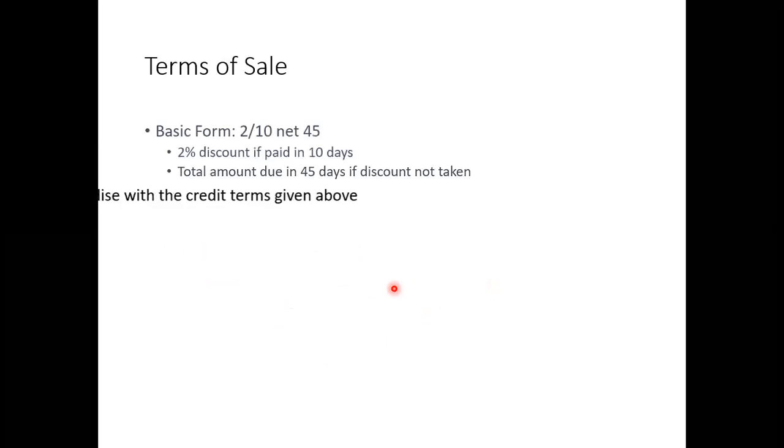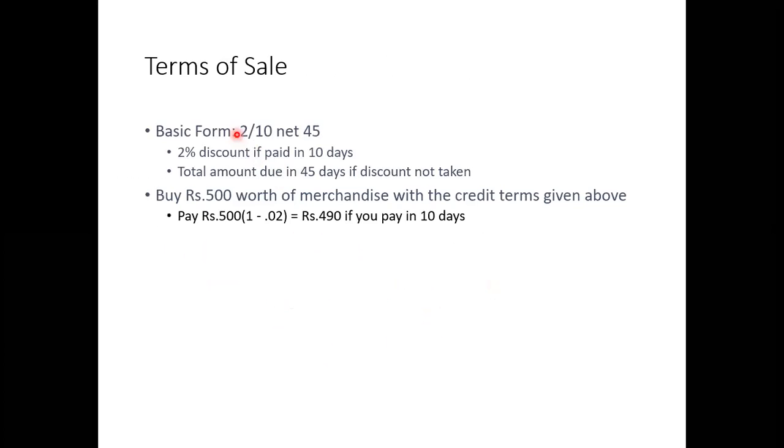And terms of sales, as explained earlier, here the basic form, 2/10 net 45. It means a customer should settle their dues within 45 days. This 45 days is standard, right? To motivate our customers to settle their money early, we allow a discount.